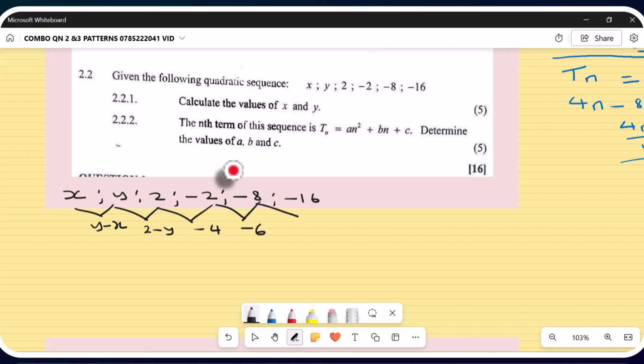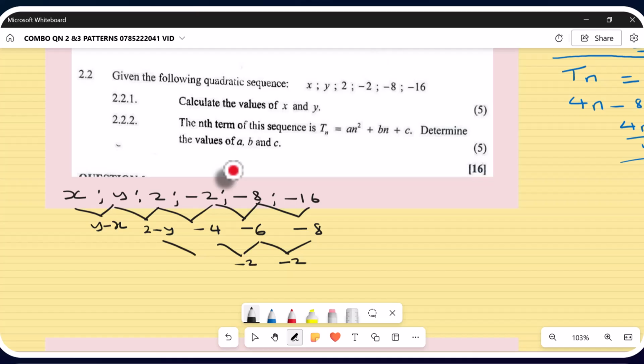X equals 4. That's what we have here. Then they say the nth term of this sequence is T_n equals 1 here. Determine what A, B, and C are. Now we're looking for the general term. Okay, that's not a big deal. We know that very well.